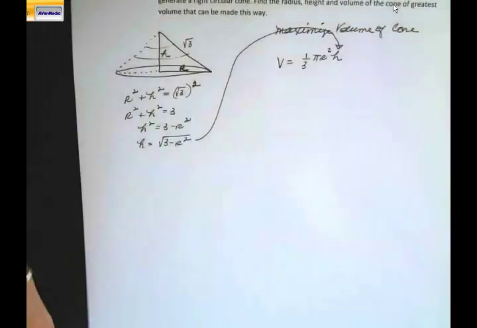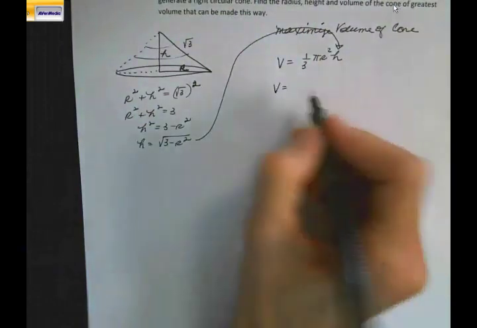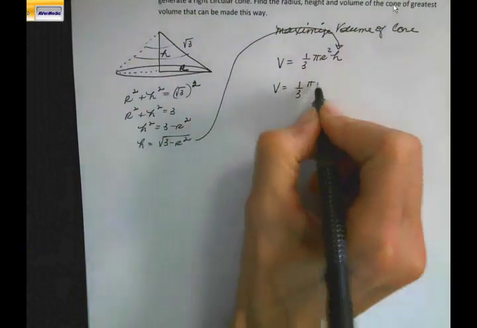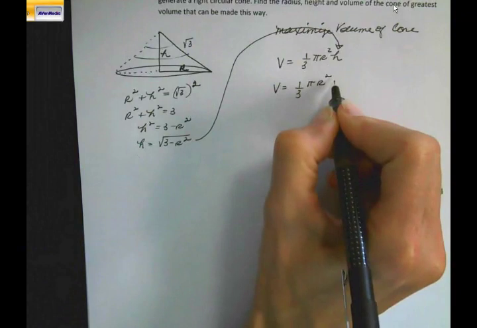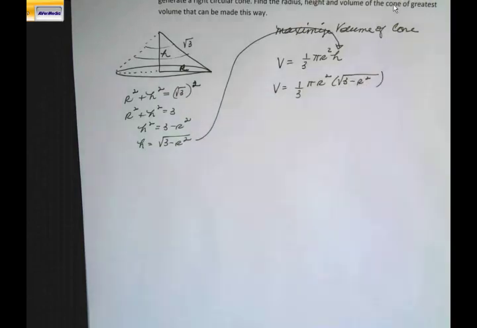And so the volume of this circular cone is going to be 1/3 pi r squared times the square root of 3 minus r squared. It's not very pretty. So we need to maximize the volume, which means we take the first derivative, set it equal to 0, find your critical points, create a sign chart, find the local max. That'll tell you the radius that will give you the volume of the largest cone.